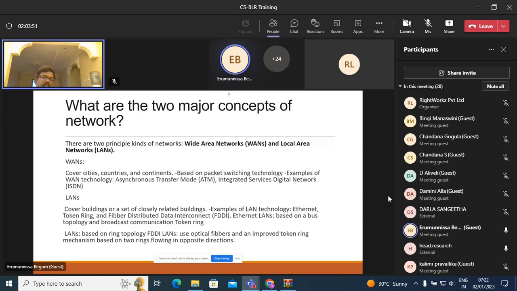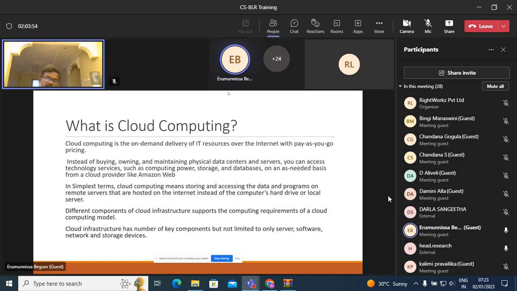Then coming to what is cloud computing. Cloud computing is a model for enabling ubiquitous, convenient, on-demand network access. In cloud computing, instead of buying, owning, and maintaining physical data centers and servers, you can access technology services such as computing power, storage, and databases on an as-needed basis from a cloud provider like Amazon Web Services. Cloud infrastructure has a number of key components, not limited to only server, software, network, and storage devices. And cloud computing is internet-based computing.